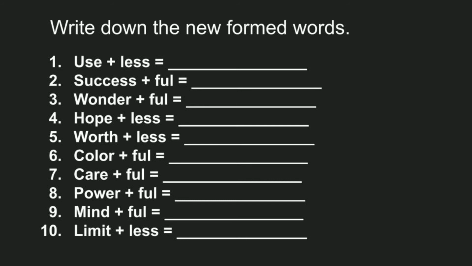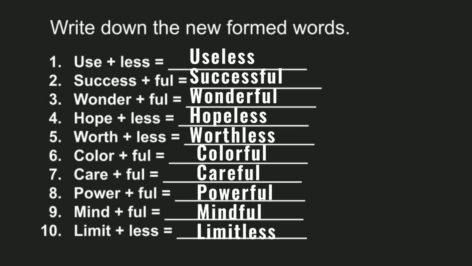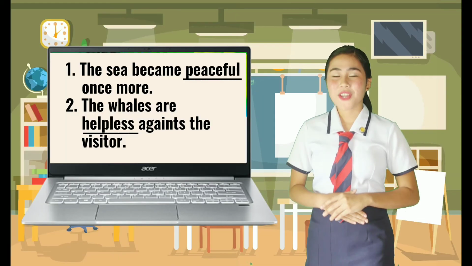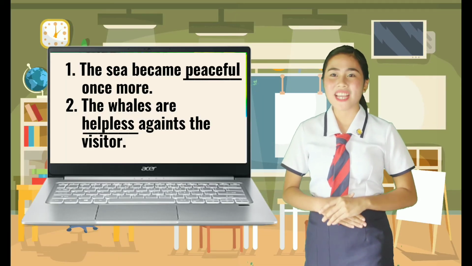Time's up. Here's the answer. Let's check if you got it correctly. 1. Useless. Number 2. Successful. 3. Wonderful. 4. Hopeless. 5. Worthless. 6. Colorful. 7. Careful. 8. Powerful. 9. Mindful. And 10. Limitless. As you know, suffixes are syllables attached at the end which formed a new word and meaning. Observe the given example in the PowerPoint presentation.